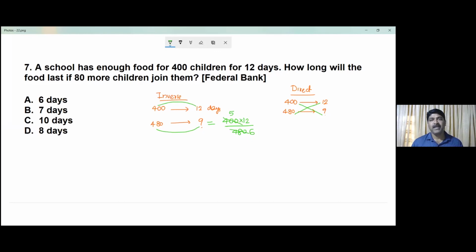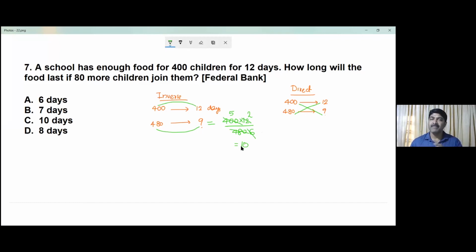We don't want to apply percentage there. Correct? So instead, we can directly apply. There is no role of percentages. That's fine. 400 into 12 divided by 480. That's the right way. So here, this is 2 into 5 equal to 10. Clear?